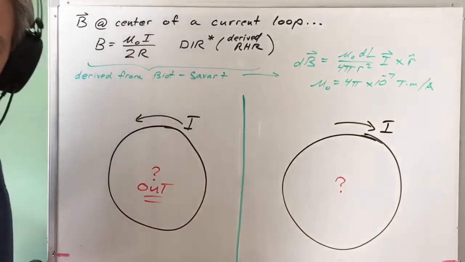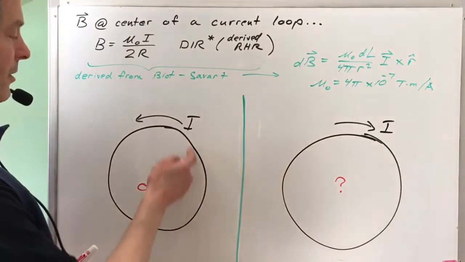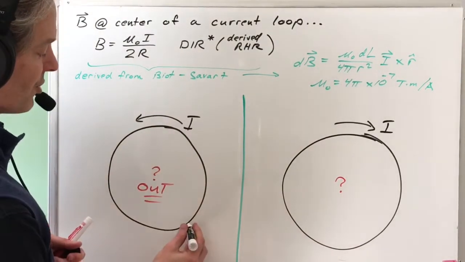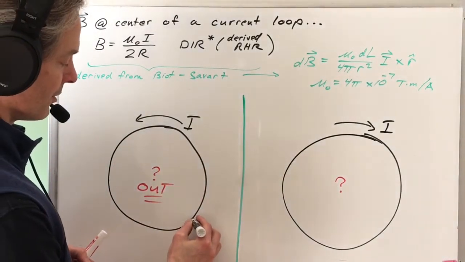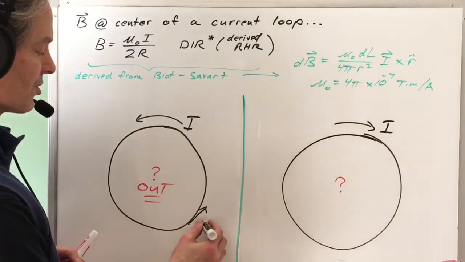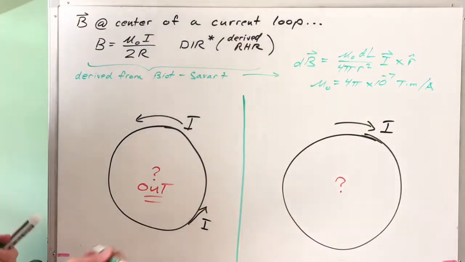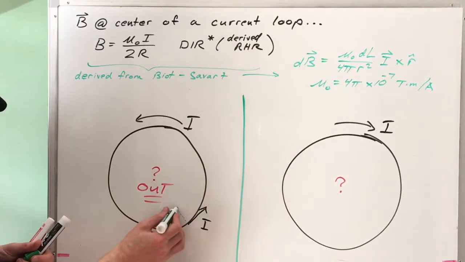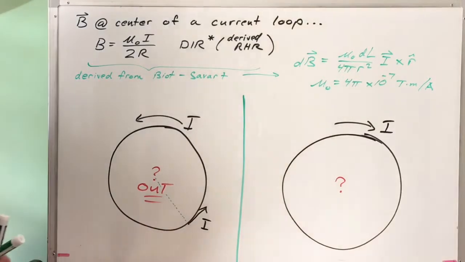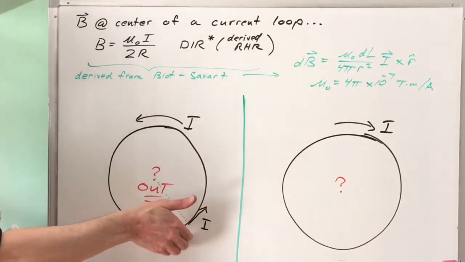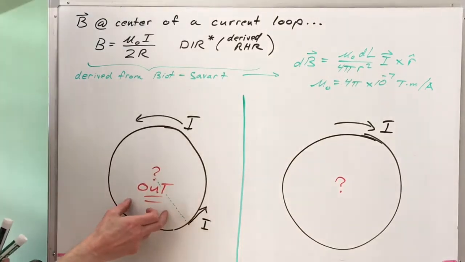Now I could have done this another way. I could just pick a representative current segment. How about right here? If the current's going this way, then right here the current will be going in a direction tangent to the circle. I could draw myself a little r perpendicular from there to where I want to know the magnetic field and its direction. Then I could stick my thumb in the direction of the current segment. My fingers would wrap around, and at the center of the loop, my fingers are coming out. So it's consistent with that.